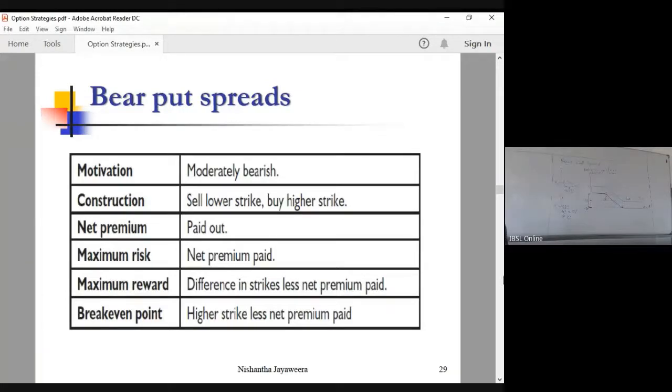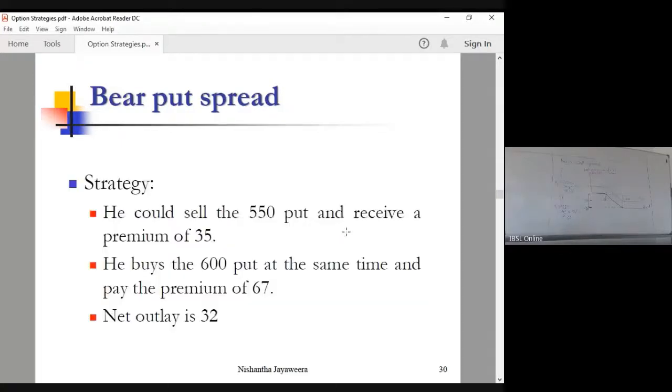So here the net premium is paid out. Why? When you sell the lower strike in a put, you will get a lower premium, and when you buy the higher strike, you pay a high premium. So the difference would be negative. Therefore, you have to pay a premium. So the maximum risk is the premium that you paid. You will lose that premium. That's the maximum. And the maximum reward would be the difference in strikes minus the net premium. And the break-even point is the higher strike minus the premium that you paid.